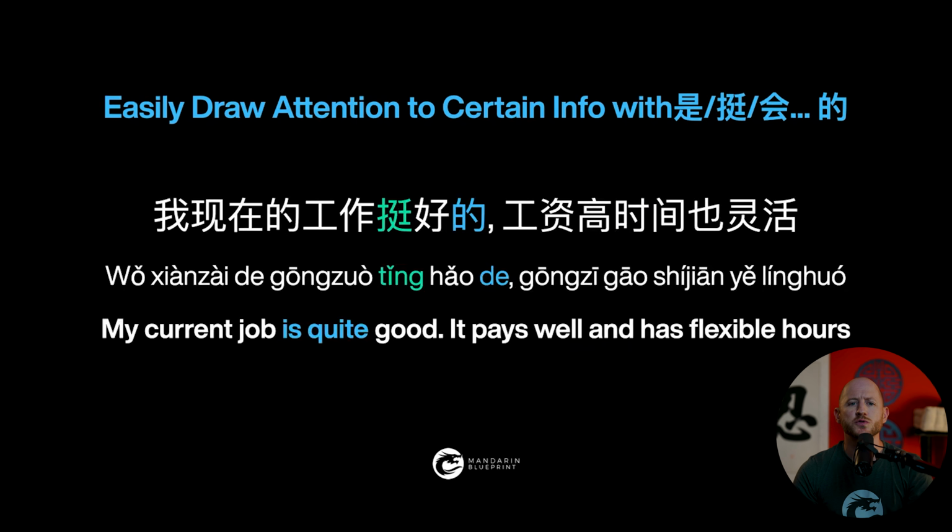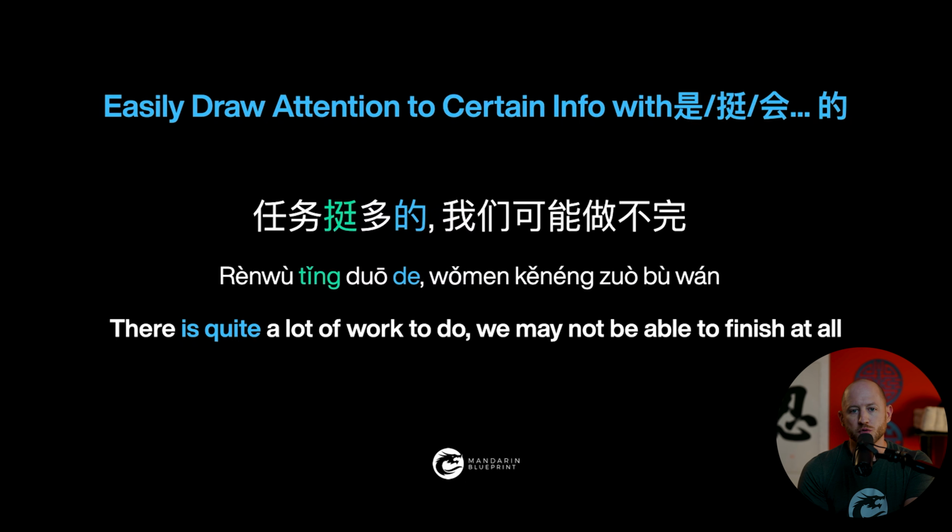我现在的工作挺好的，工资高，时间也灵活。My current job is quite good. It pays well and has flexible hours. So everything surrounding 挺好的 is describing why the person thinks this way. But they're not saying it's the greatest job in the world. They're saying it's quite good. 任务挺多的，我们可能做不完。There's quite a lot of work to do. We may not be able to finish at all.